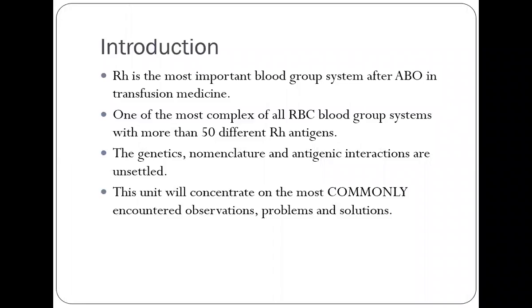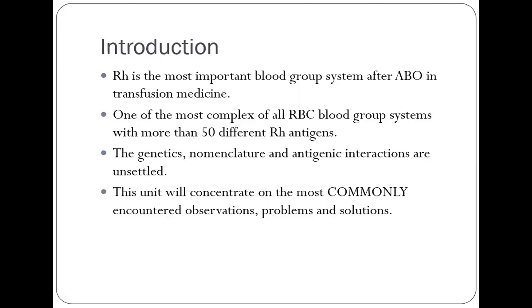Now, the RH blood group system is highly complex. It's polymorphic, meaning that it can have many different forms. And if you see here, it says there can be more than 50 different RH antigens. And that's because it's very polymorphic. When the gene is inherited, it's able to change into different antigens. And it's the second most important blood group system after the ABO blood group.